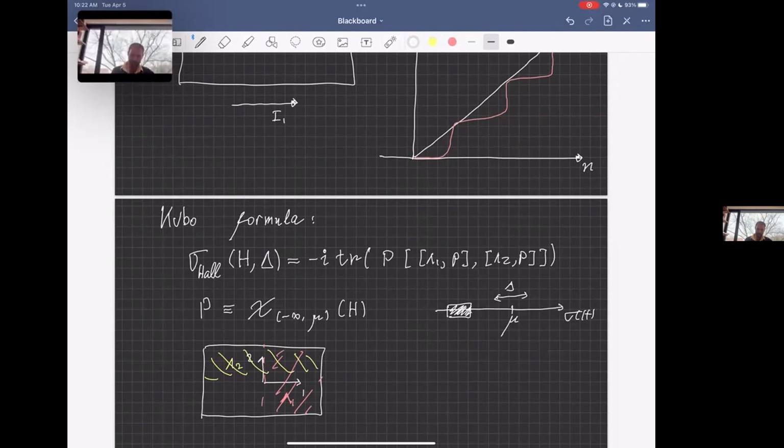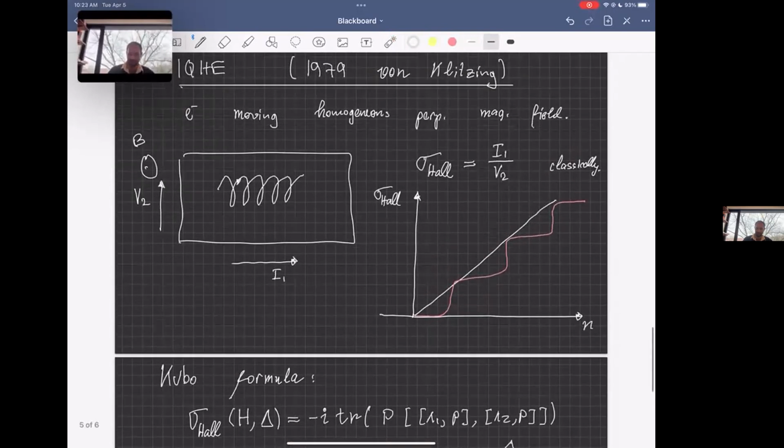Anyway, it turns out that when the projection projects onto mu in the gap, then this object over here is indeed trace class, and so you can take its trace, and the trace happens to coincide with a linear approximation for this Hall conductivity. So that's a quantum mechanical way in order to calculate this, what is at first defined as a classical quantity.